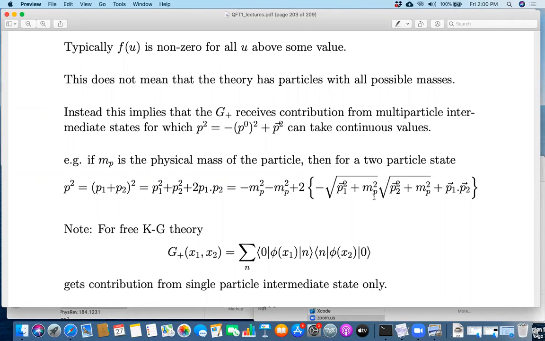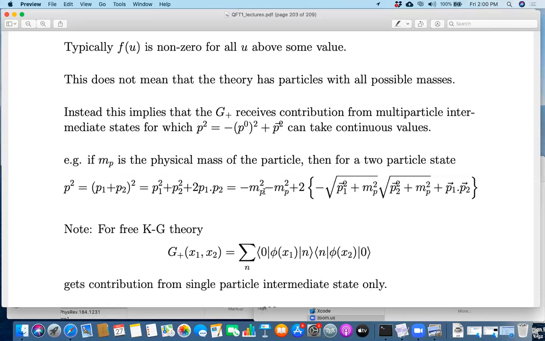Now to see this a little more clearly, we can always go to a frame in which p2 is at rest. Because p square is Lorentz invariant, it doesn't depend on which Lorentz frame you are using. So suppose you have gone to a Lorentz frame in which p2 is at rest. That means the p2 vector is 0, so this term is just mp. This is 0. And here you get the square root of p1 square plus mp square.